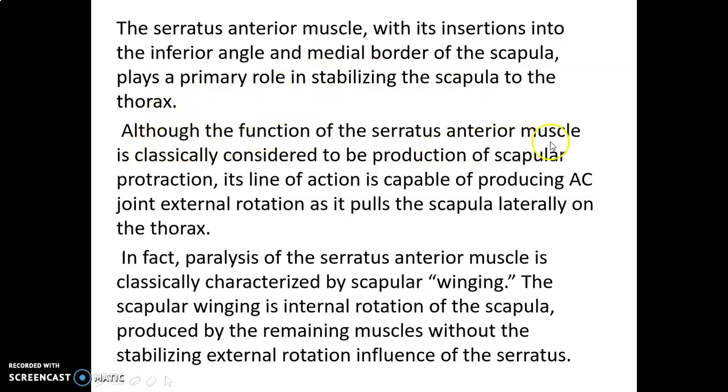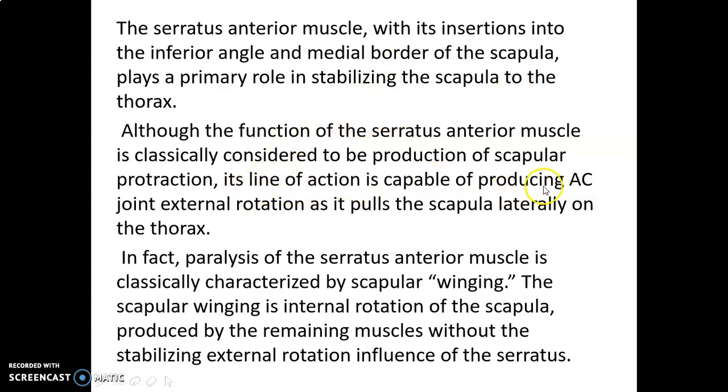Although the function of the serratus anterior muscle is classically considered to be production of scapular protraction, usually when we study anatomy, we study that the main action of serratus anterior is scapular protraction. But here we are talking about the integrated functions, not the classical role. So here it is playing the role of stabilizing the scapula to the thorax.